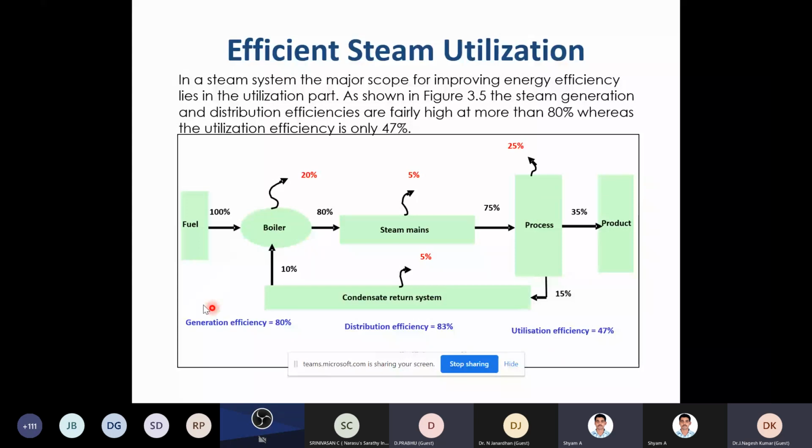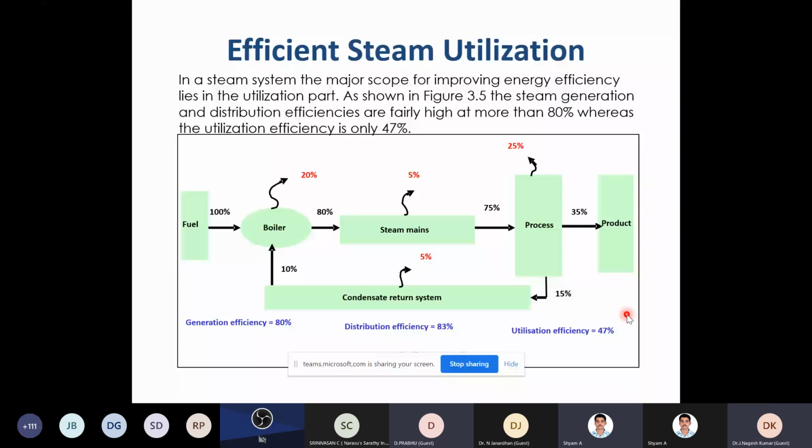So if you see the generation efficiency, output by input, 80 by 100, is 80%. Then distribution efficiency: 80% goes, 75% comes, so 75 by 80 will be 94%. And for utilization, 75 goes in, 35 comes out, so 35 by 75 gives you only 47%. Steam utilization efficiency is only 47%.